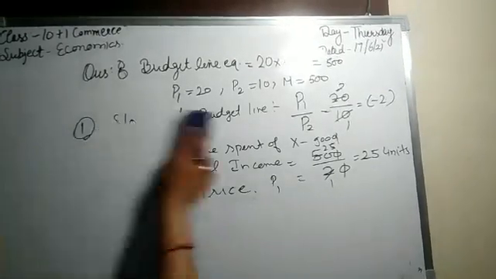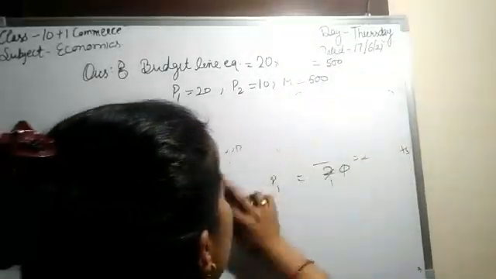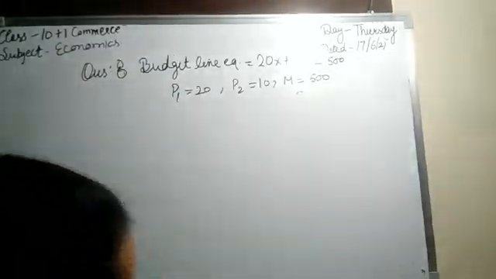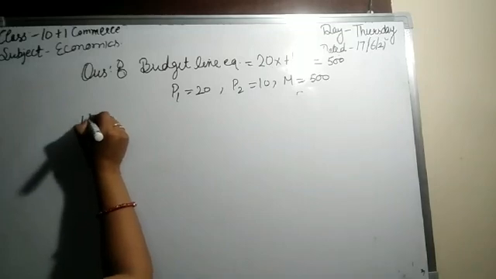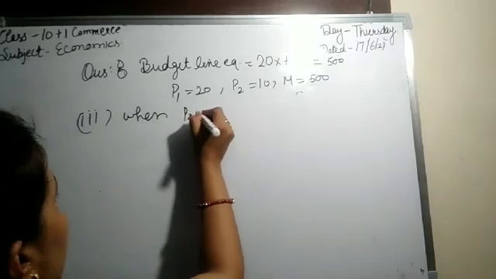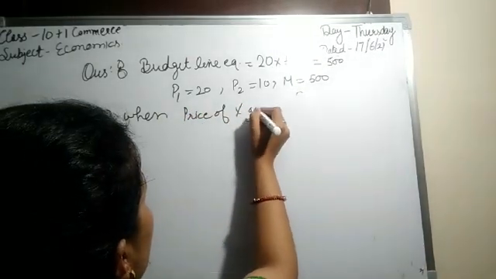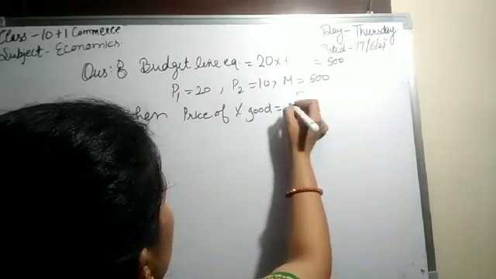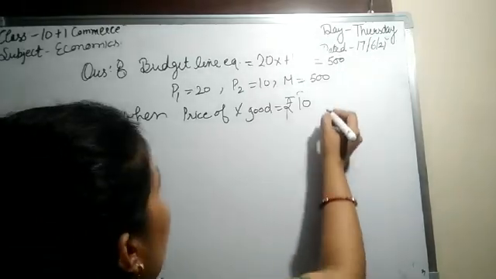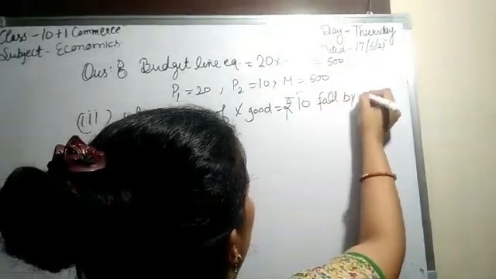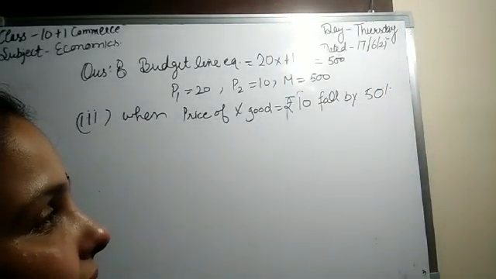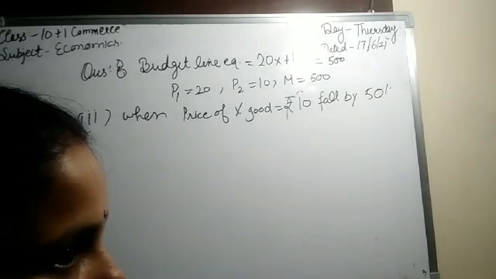I am cleaning the board so that it can be easily represented to you, because in the third part we have to make the diagram. The third is: when the price of Y good, given in the situation as rupees 10, falls by 50%, then what will be the effect? And how can this effect be shown through the diagram?